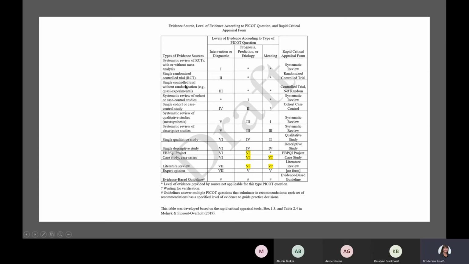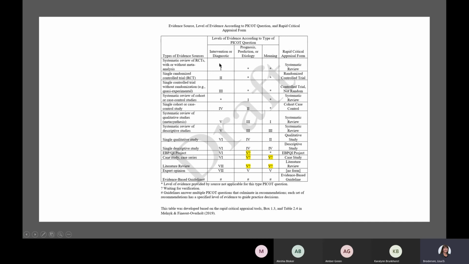And then moving on down the hierarchy, you can see that the rigor of the studies or the rigor of the work decreases. If you consider a randomized controlled trial to be the most rigorous type of study to test the effectiveness of an intervention, as you move down here, you'll see we go from single controlled trials without randomization, and then you go to systematic review of cohort or case control studies. Actually, those are not applicable for intervention PICO questions, but they are applicable for a prognosis, prediction, or etiology question.